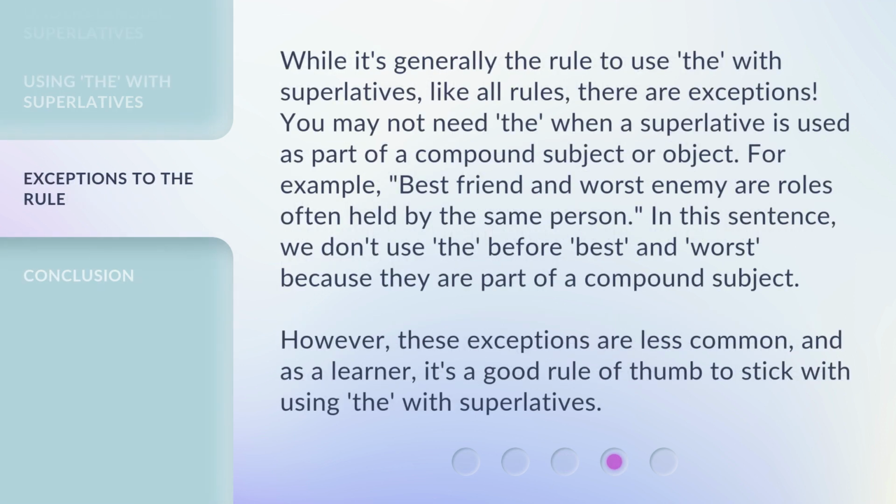While it's generally the rule to use "the" with superlatives, like all rules, there are exceptions. You may not need "the" when a superlative is used as part of a compound subject or object. For example, "best friend and worst enemy are roles often held by the same person." In this sentence, we don't use "the" before "best" and "worst," because they are part of a compound subject.